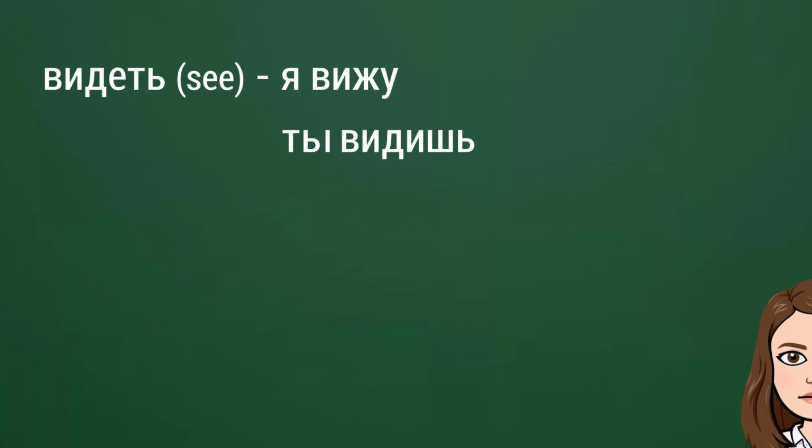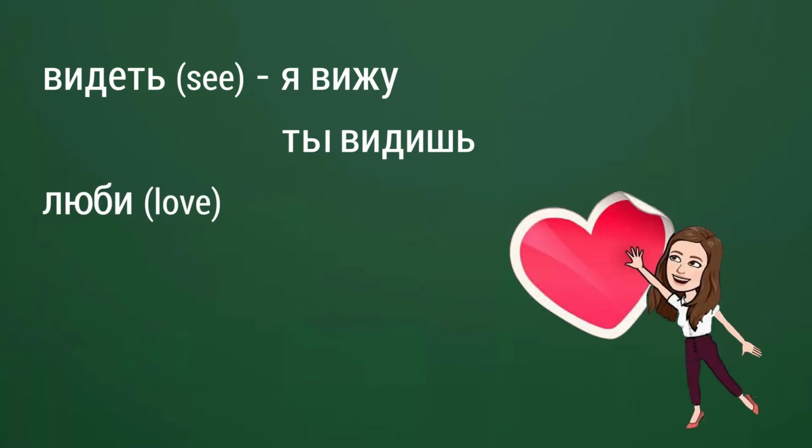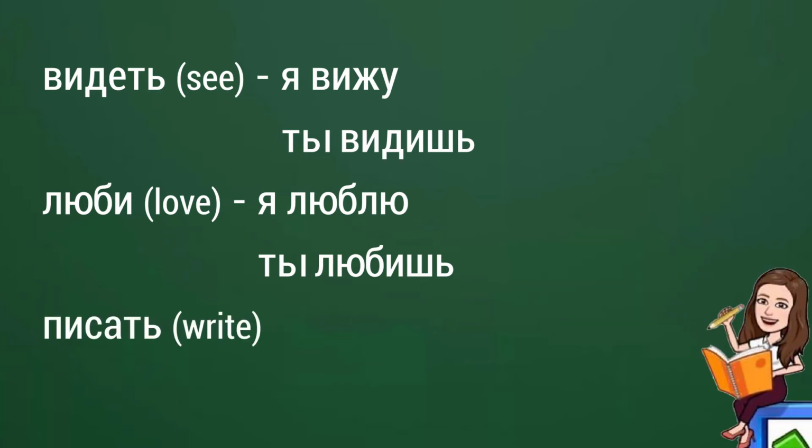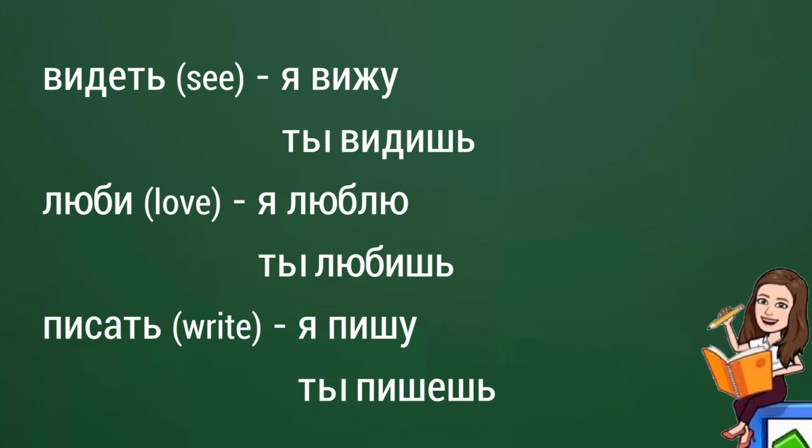Or let's look at the verb любить. Here to the root we will add the letter л. Я люблю. And that will be only for the first person. Я люблю. But ты любишь. In the rest of the forms, no л. Or let's look at the forms of the verb писать. Here the letter с, the last letter of the root, we will change to the letter ш. Я пишу, ты пишешь. And you see, the letter ш will be in all the forms.